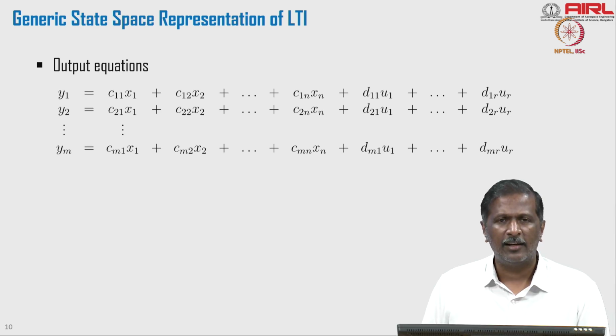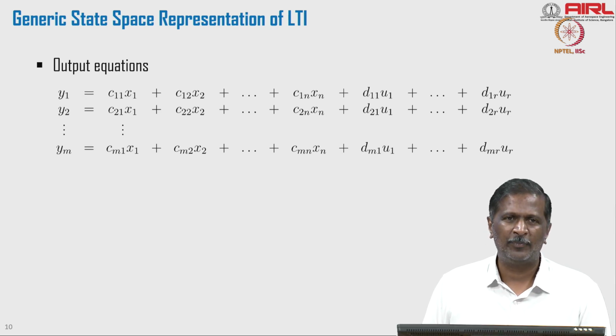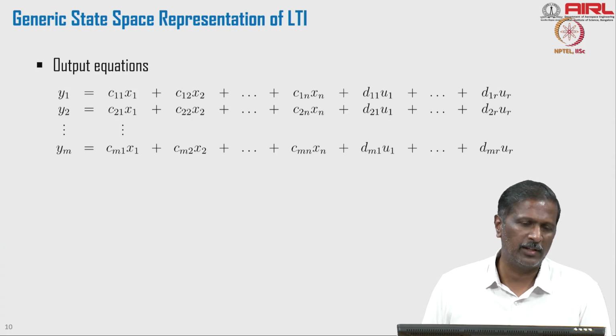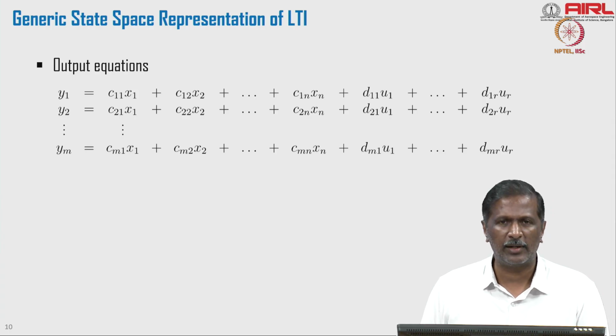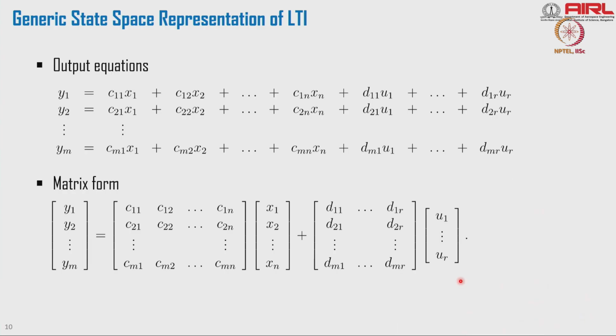Similarly, you can write a linear representation of your output, which is again a combination of c11 x1, c12 x2, up to c1n xn for y1, and depends on the input, d11 u1 up to d1r ur. I can represent the same in matrix form. My y vector is the C matrix times the state vector plus the D matrix times the input vector.